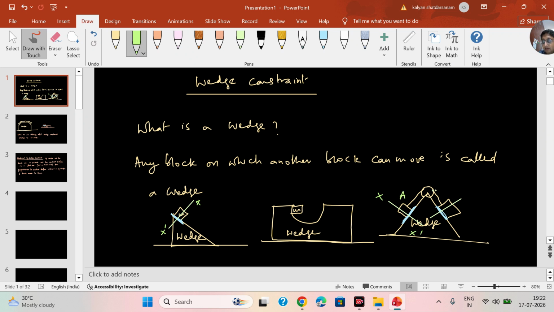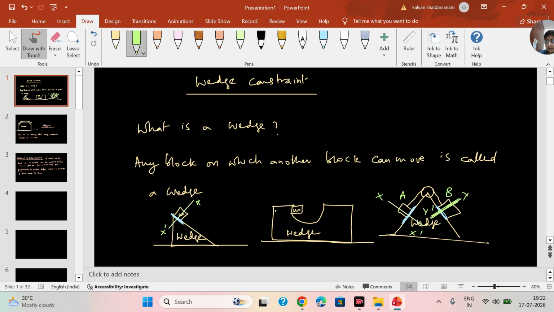Similarly, if the block A and wedge are to remain in contact, then along xx dash, here in this diagram, acceleration of wedge and the block must be same. Similarly, if B and the wedge are to remain in contact, then acceleration of the block and the wedge along yy dash must be same. Okay, why doesn't this work for a curved surface?